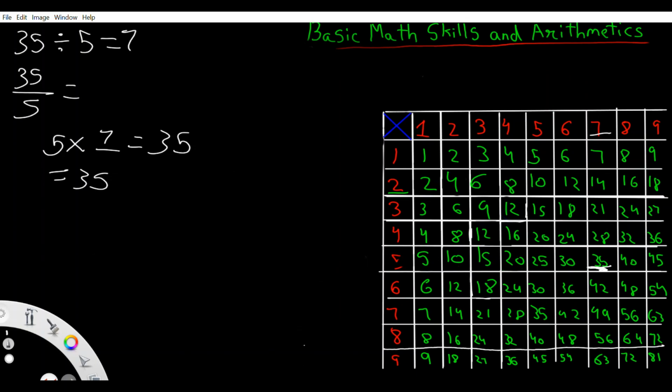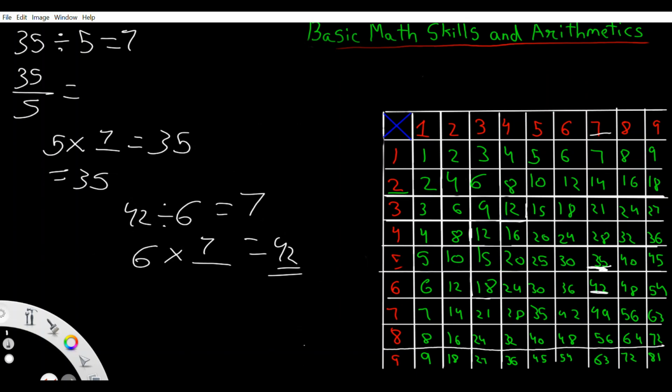Let's look at one more example. What is 42 divided by 6? So what this really means is what number is multiplied by 6 to get 42. So we go to the 6th column and we find 42, and that is the 7th row. So 6 times 7 is 42, which means 42 divided by 6 is 7.